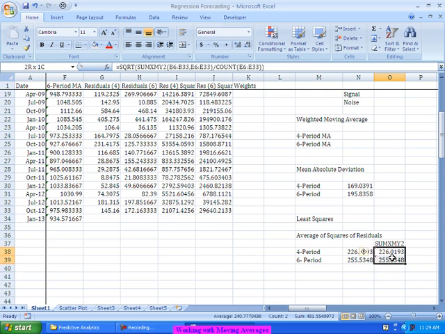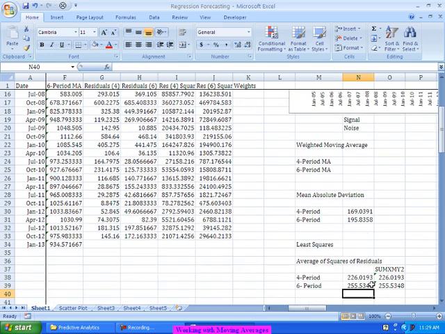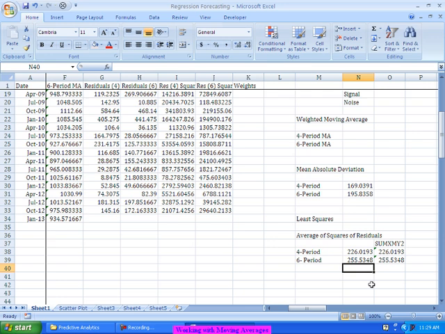So which period moving average is more appropriate is what is given by these two tests. Either I can go with the mean absolute deviation method or the least squares method. And again, for the least squares method, I can compute the residual, square it, and then average it, or I can directly use the formula SUMXMY2. Whatever mechanism I am using, both mean one and the same for me. It's more the interpretation that I need to be comfortable with while judging the moving averages.